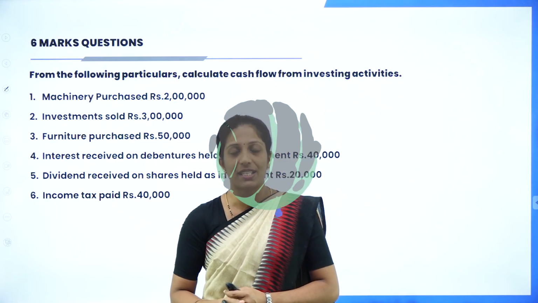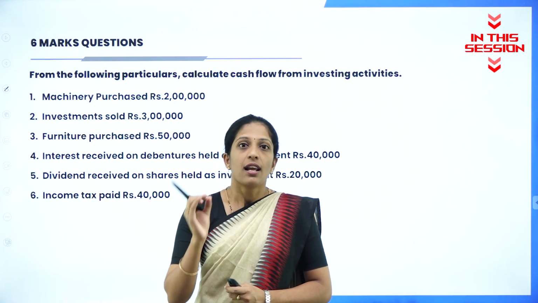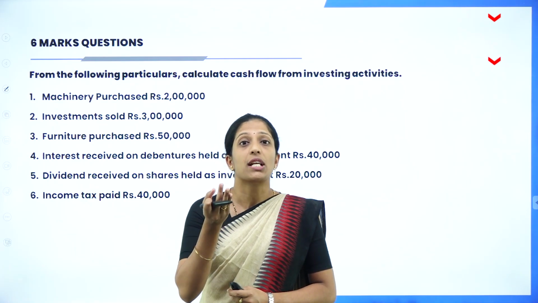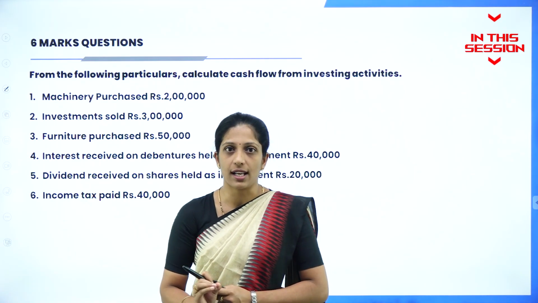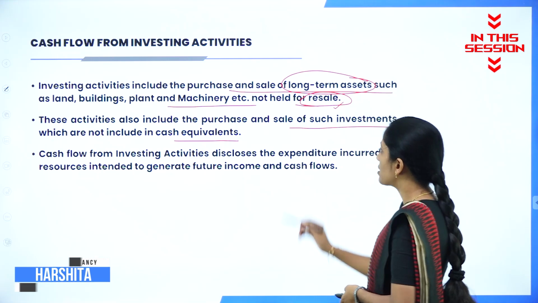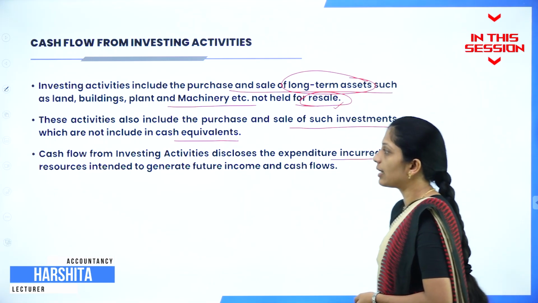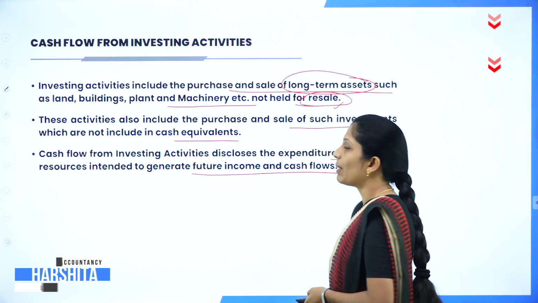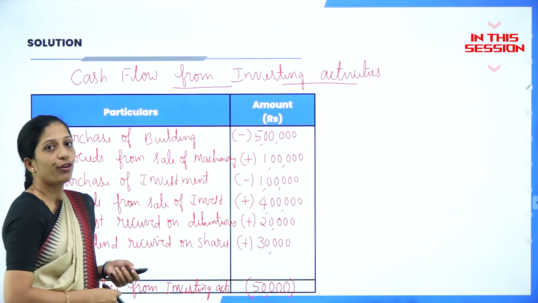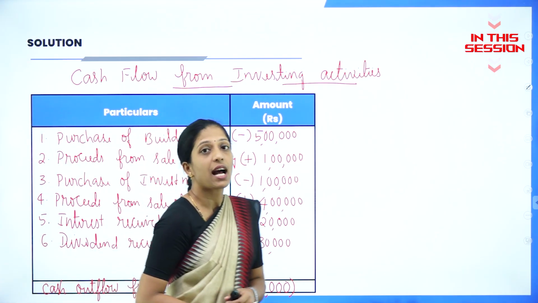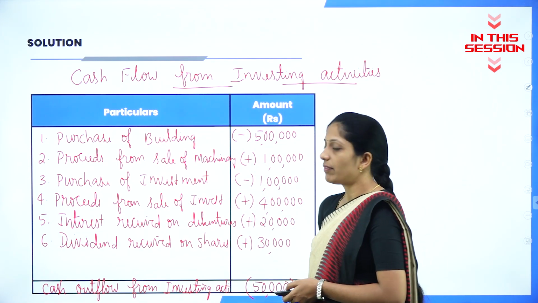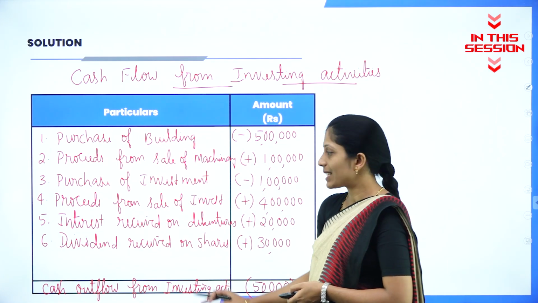Cash goes out of the business, then you have to minus. If you sell something, cash comes to the business, which means that your cash increases, so you have to add here. Cash flow from investing activities discloses the expenditure incurred for the resources intended to generate future income and cash flows. Cash outflow from investing activities, since the answer is negative, so it is cash outflow. If the answer is positive, then cash inflow from investing activity.